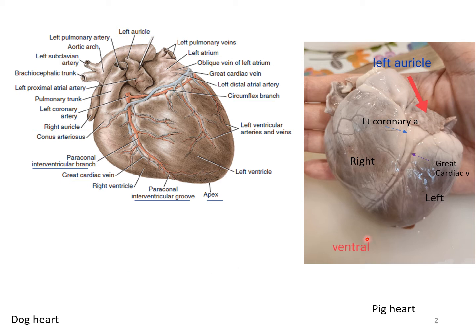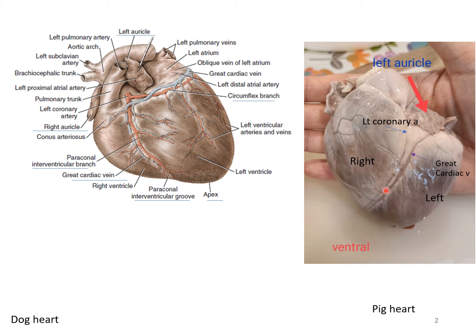After that, you turn the ventral side up like this. The left heart will be on the left, the right heart will be on the right. You can see the middle line here. This is the paraconal interventricular groove. This groove separates the right heart and left heart.